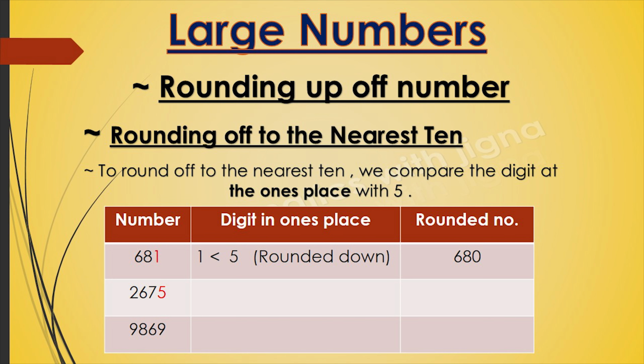Now in the second example, 5 is in the place of ones. So 5 is equal to 5. So we know the rule that if the digit in the ones place is equal to 5, then we round off the number by increasing the digit at tens place by 1 and writing 0 in the ones place.